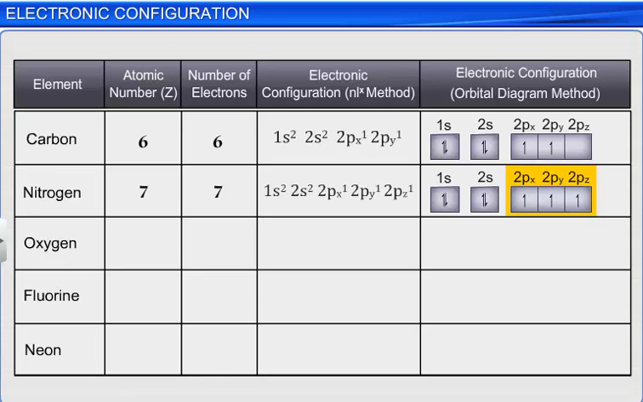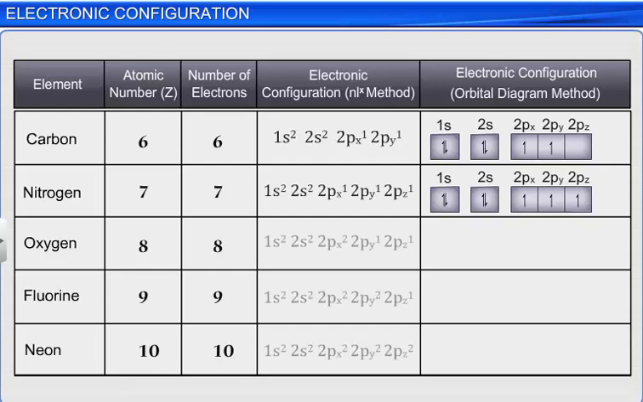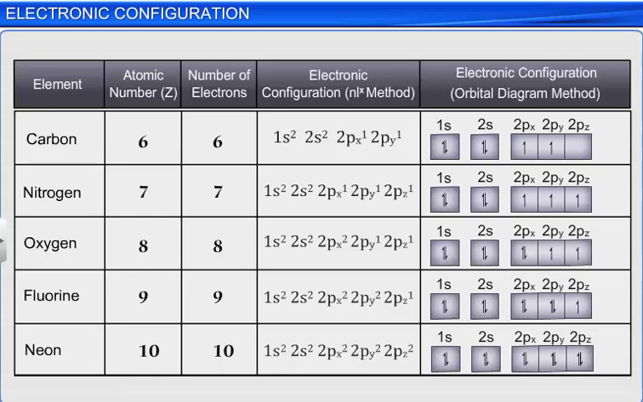Fluorine has 9, and neon has 10 electrons. In each of these elements, after filling the first 4 electrons in 1s and 2s orbitals, the remaining electrons enter into the next higher orbital, 2p, according to Aufbau principle.